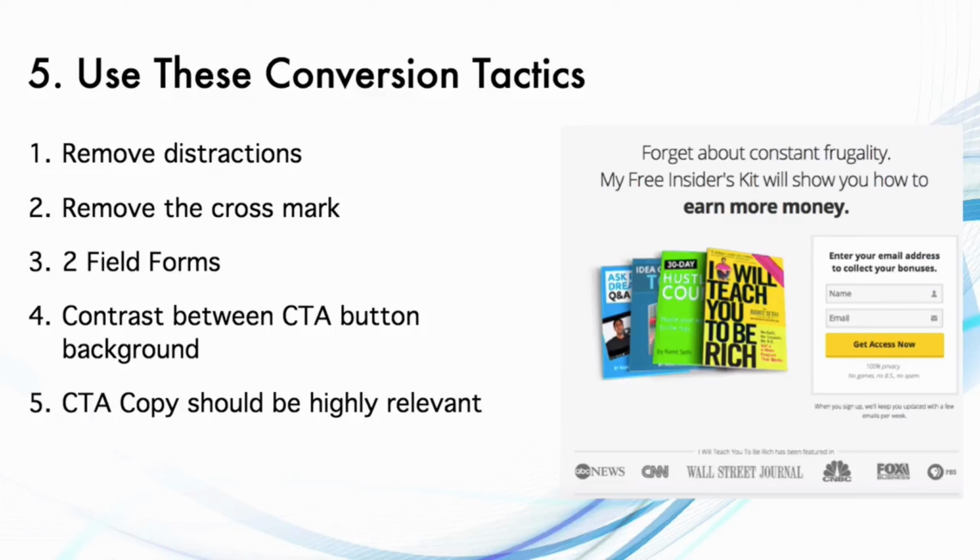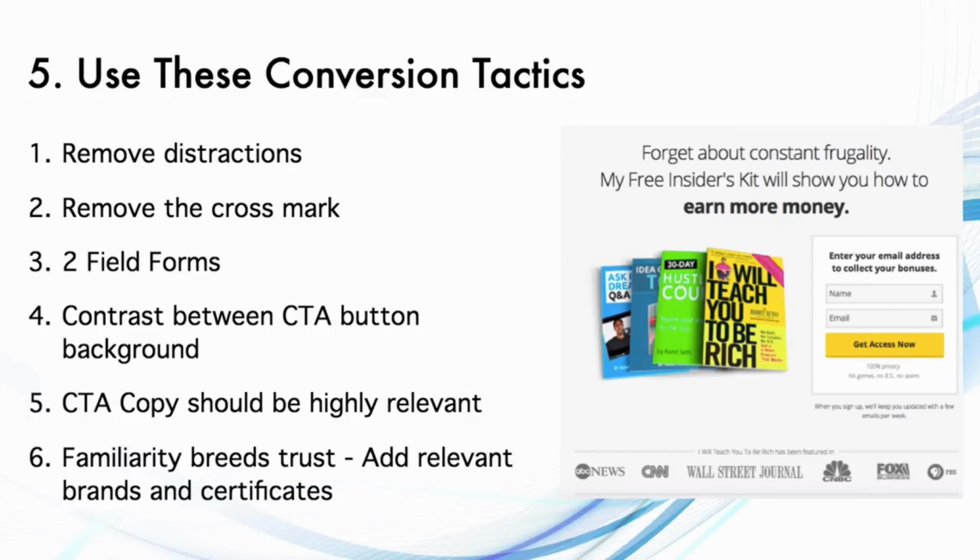The fifth one is that the CTA copy should be highly relevant. Here the CTA copy is get access now. So it is another motivation for a user to get all these books which are on offer for free.